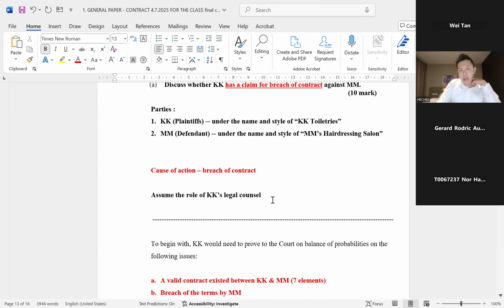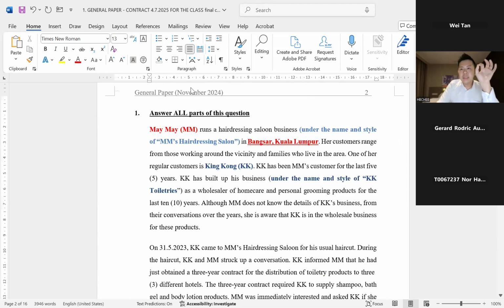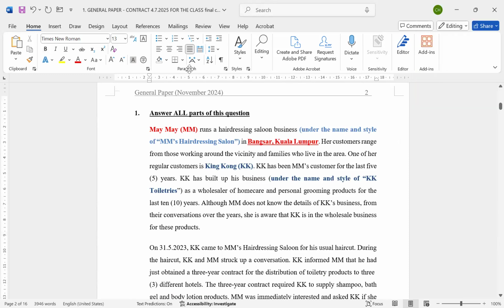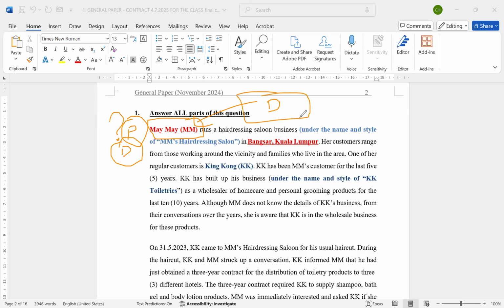Okay. Number one, this first paragraph often invites you to get the background information of the parties. Okay, you get what I mean? That is to say, who are they? Who are the plaintiff and who will be the prospective defendant? Okay, in this case here, it is clear from the facts that MM would be the defendant. But you have to read the question as a whole.